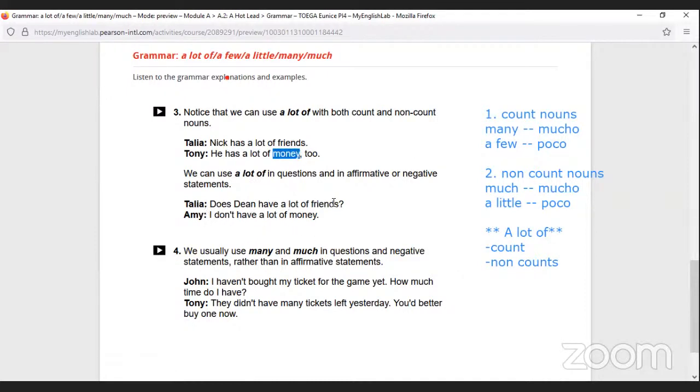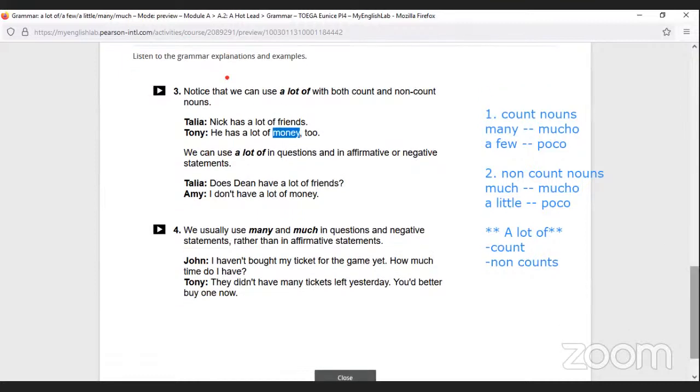Does Dean have a lot of friends? That's in questions. I don't have a lot of money, negatives. Affirmatives, questions, and negatives, okay? So, I don't know if we have some questions until here or about this round.